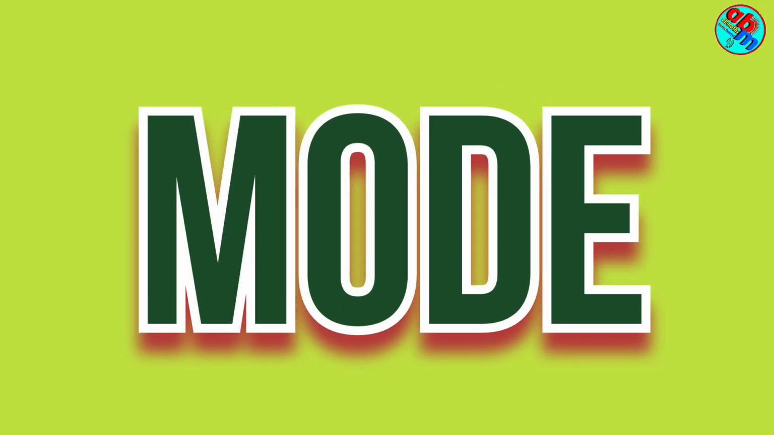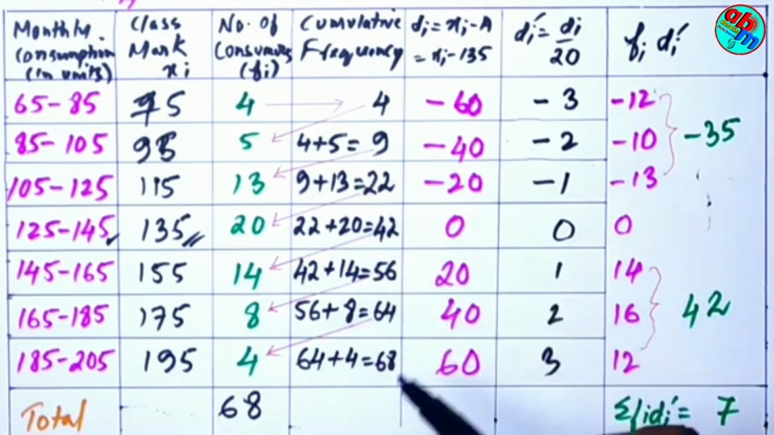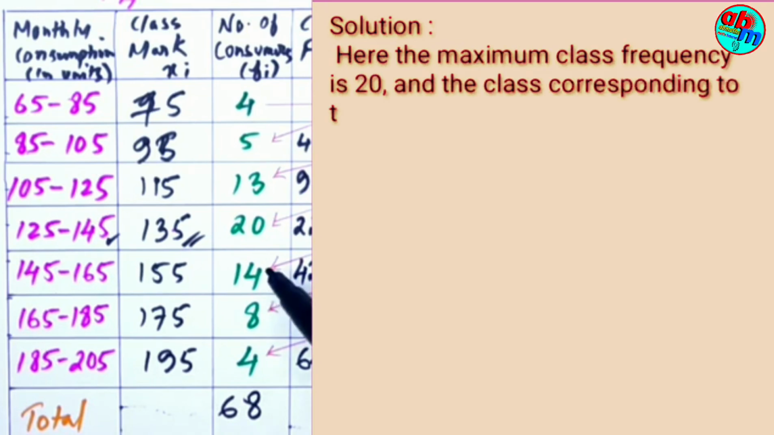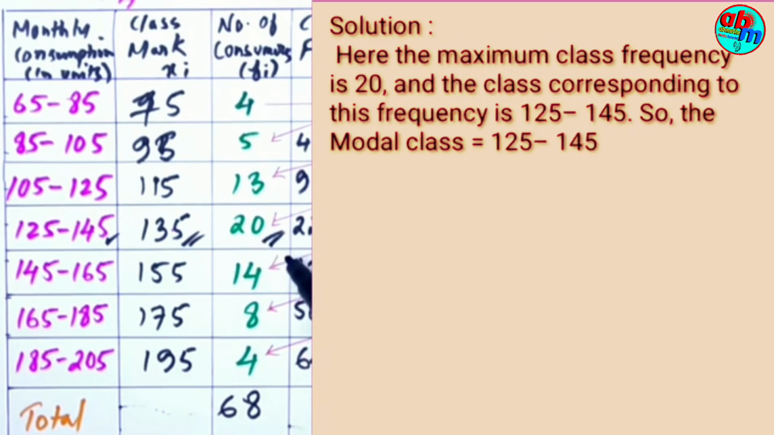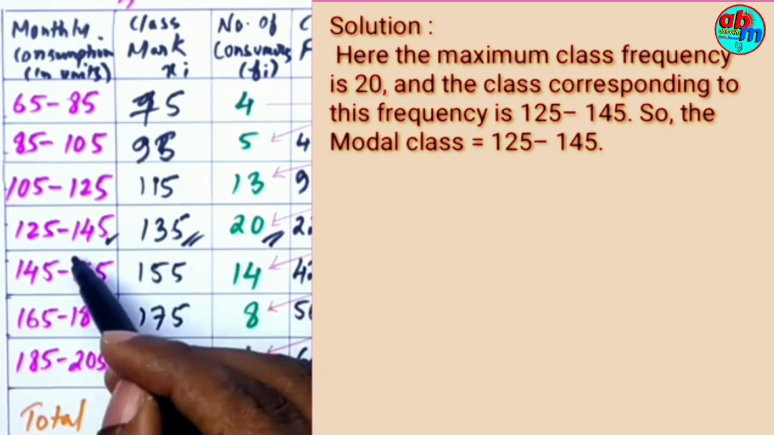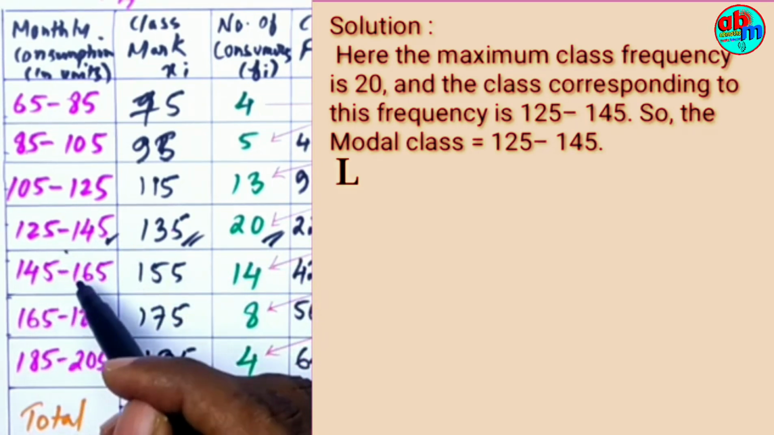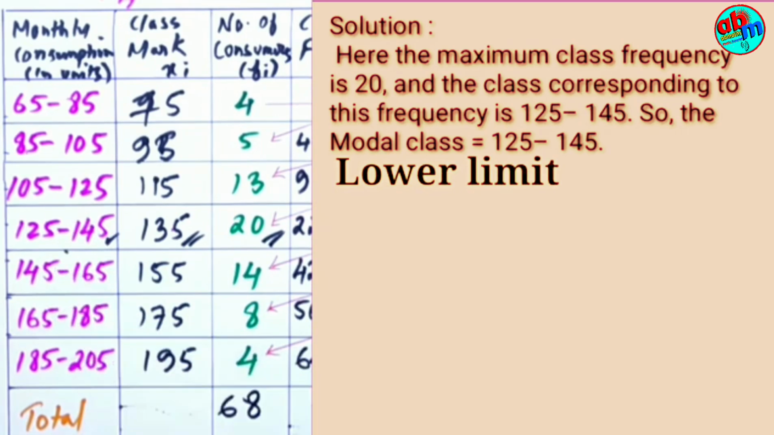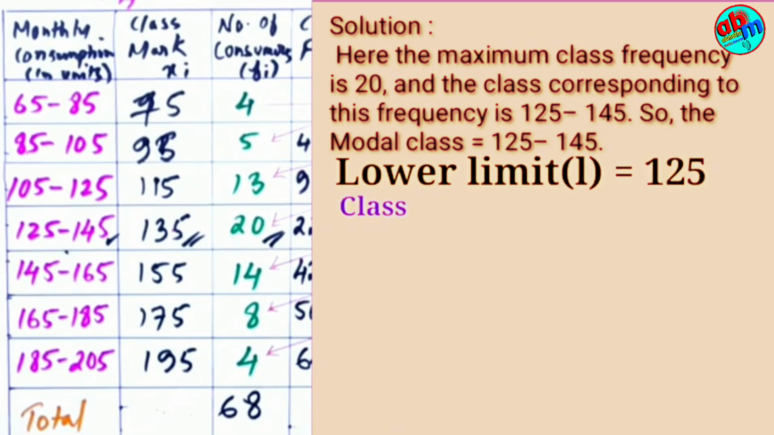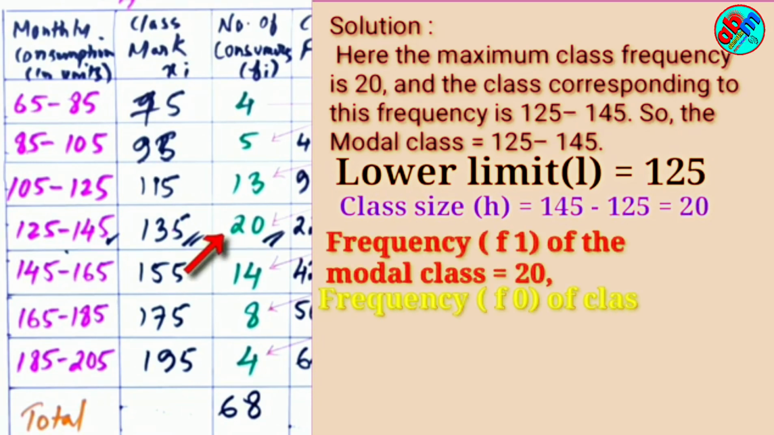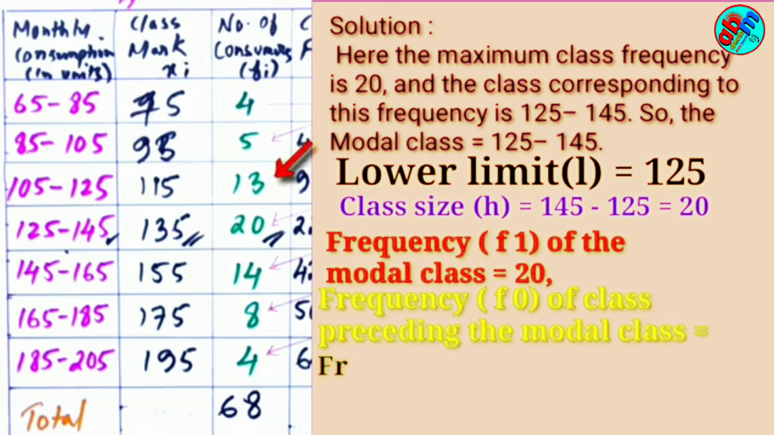Now let us calculate the mode. From this table it can be observed that the maximum class frequency is 20, belonging to the 125 to 145 class interval. So this will be our modal class. Lower limit is 125, class size will be 145 minus 125 is 20. Frequency f1 of the modal class is 20. Frequency f0 of the class preceding the modal class is 13. Frequency f2 of the class succeeding the modal class is 14.